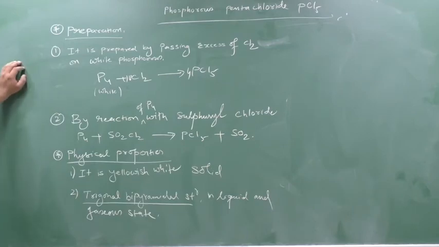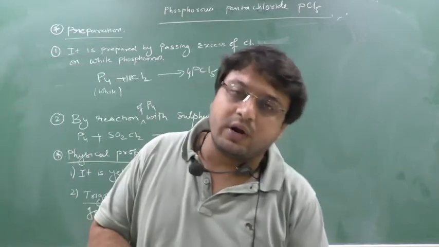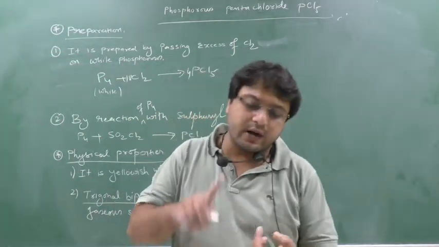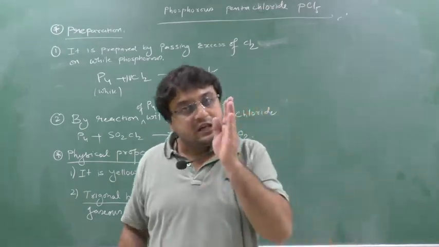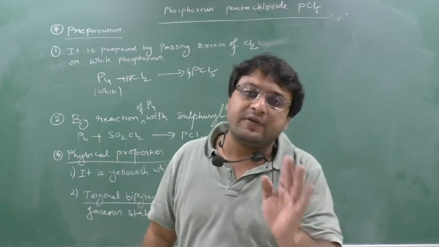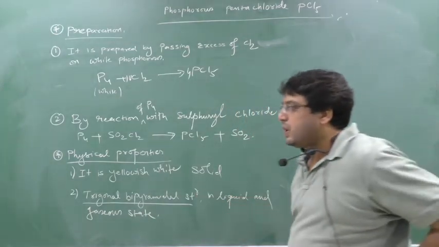So PCl5 can be formed by two methods, either by passing dry chlorine gas, but the chlorine gas should be in excess on white phosphorus, or you can react white phosphorus with sulfuryl chloride. In the first case, PCl3 was thionyl chloride. Here remember sulfuryl chloride. Clear? SOCl2 thionyl chloride, SO2Cl2 sulfuryl chloride. For PCl3 thionyl chloride, and for PCl5 sulfuryl chloride.